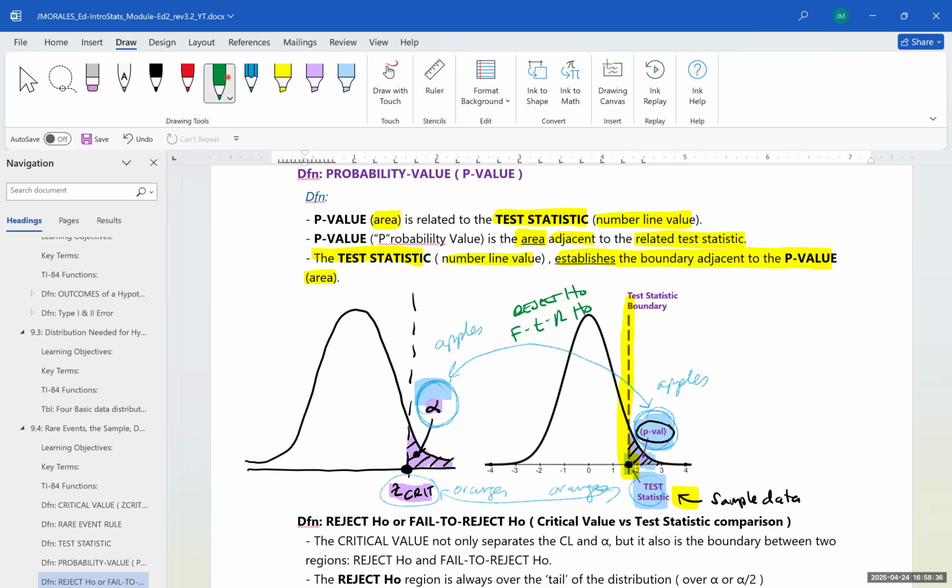And we'll be able to come to an identical conclusion if instead of comparing the significance level with the p-value, we compare the critical value with the test statistic. We'll be able to determine whether we're going to reject the null or fail to reject the null. Two ways to get the same answer. All right. Okay, so that's what probability value is and how it's similar but different from a significance level.